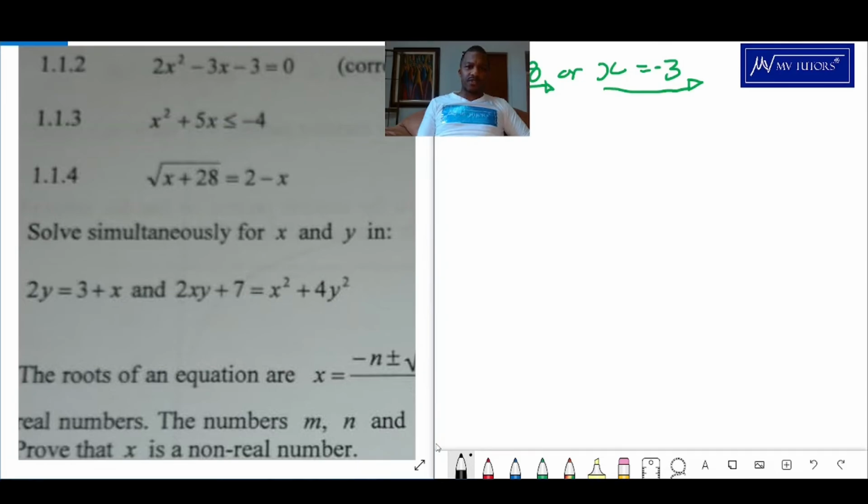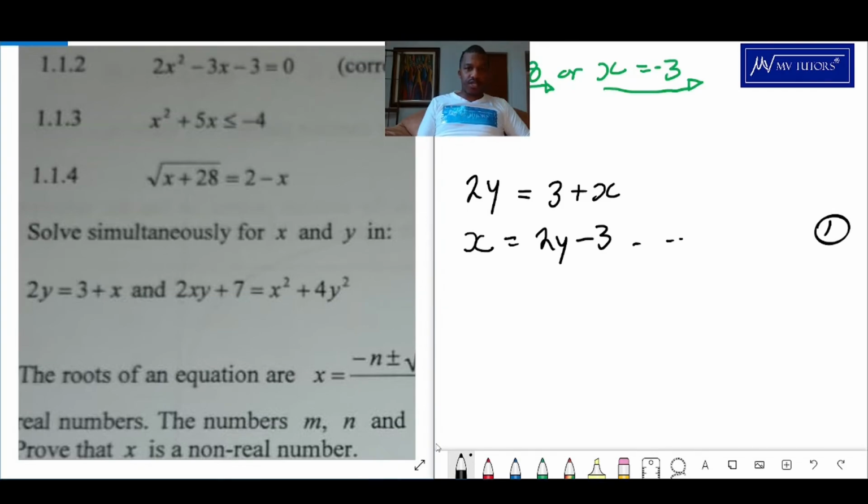So we've got y is equals to 3 plus x. I just want to rearrange this so that it's x is equals to 2y minus 3. Okay, so this is gonna be my equation number 1.